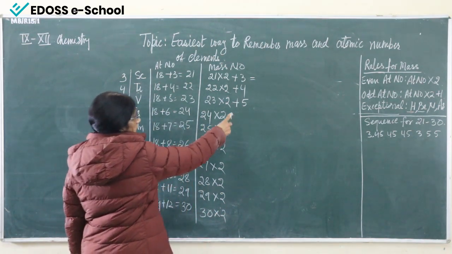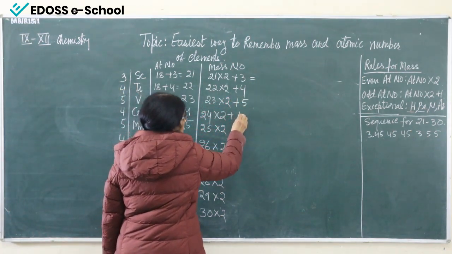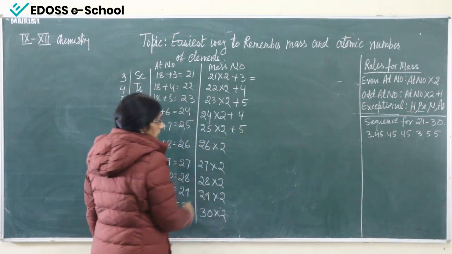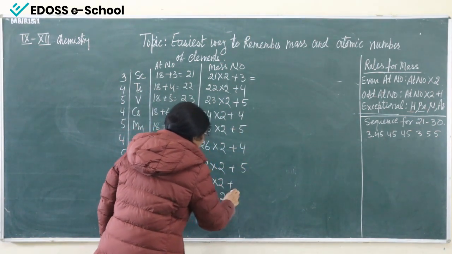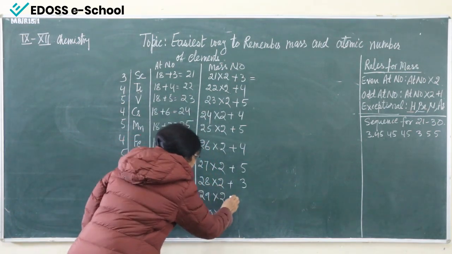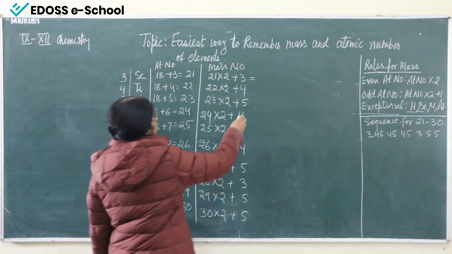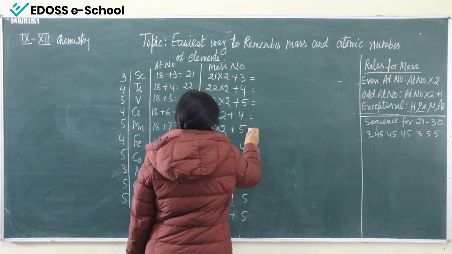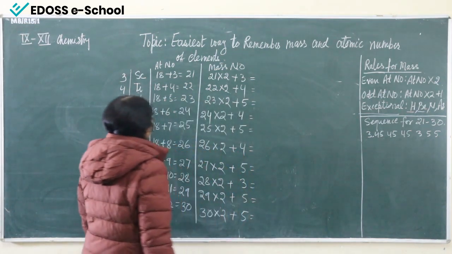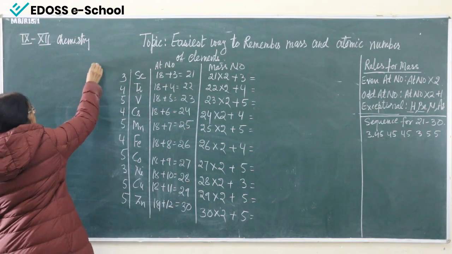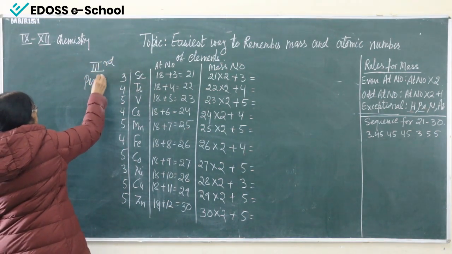Now what we have to add here? First we have to add 3, 4, 5, then again 4, 5, then again 4, 5, then we have to add 3 and then we have to add 5 and then we have to add 5. So in this way we will get the atomic masses of third period elements.